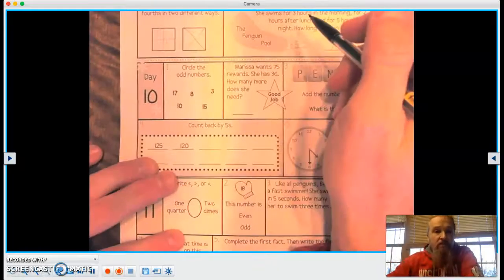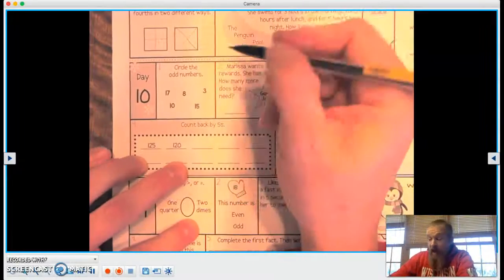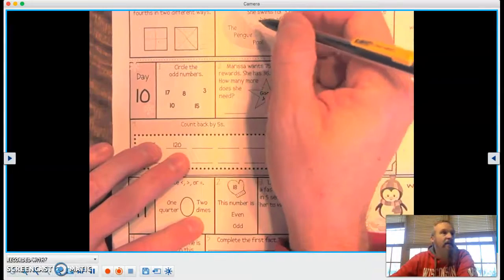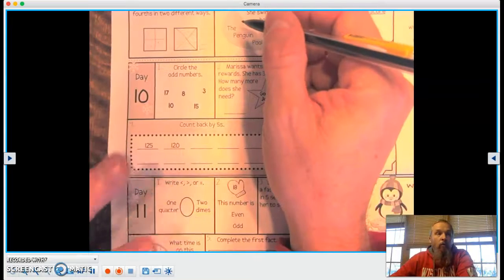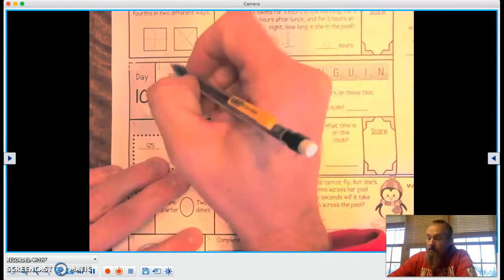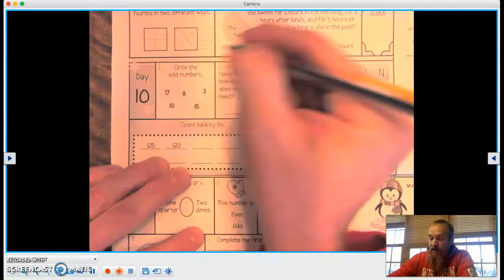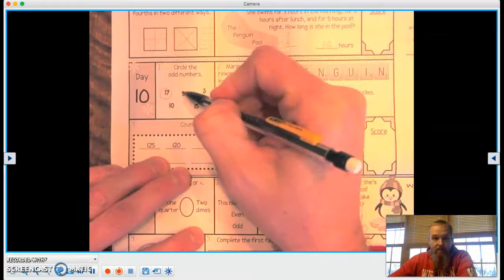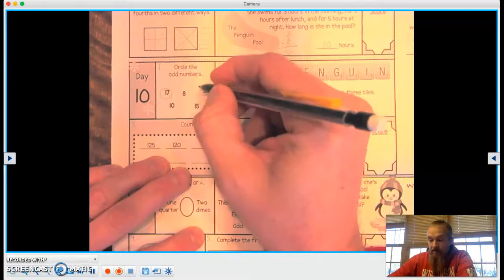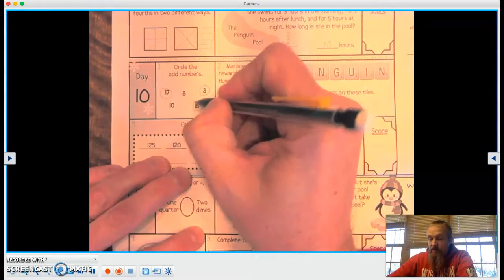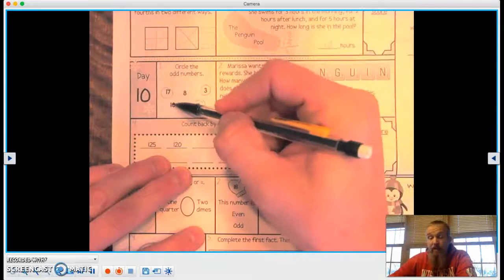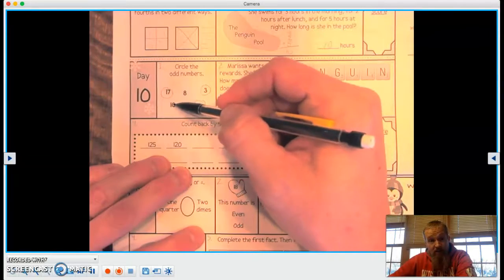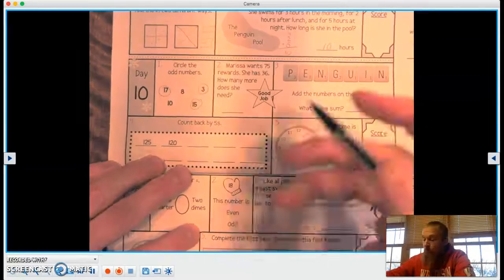Number 1 says, circle the odd numbers. The odd numbers would be ones ending, or in the ones column, with 1, 3, 5, 7, or 9. So this ends in a 7, so that's an odd number. 8 is even, 3 is odd, and 5 is odd. The 0 in 10 makes that even. That's a 5 and 5 make 10, right? So that has to be an even number.